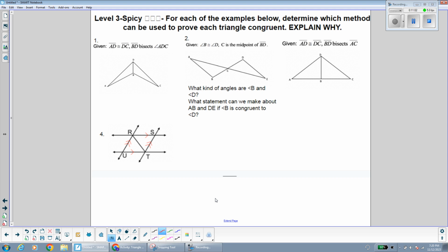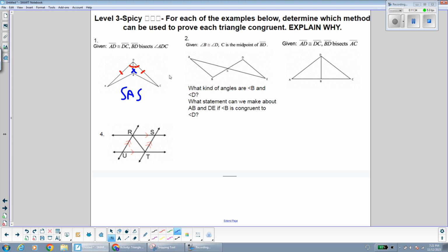In this first one, we have AD congruent to DC, and we're told BD bisects angle ADC. If angle ADC is being bisected, that means it's being cut into two congruent parts. Let me do that a little bit better. Okay, and then we have the shared side between the two triangles. That's reflexive property. So we have side, angle, side, side, angle, side. So these triangles are congruent by SAS.